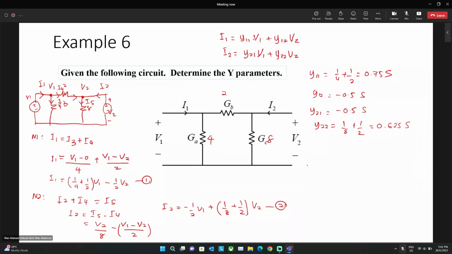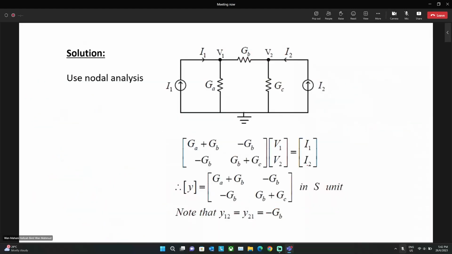Sama juga case dia. Okay, tapi dekat sini apa yang boleh kita conclude adalah yes, you can use nodal analysis. Nodal bukan mesh. Untuk Y parameter, you can use nodal analysis to get the equation and compare with the original equation untuk dapatkan Y parameters. Okay.